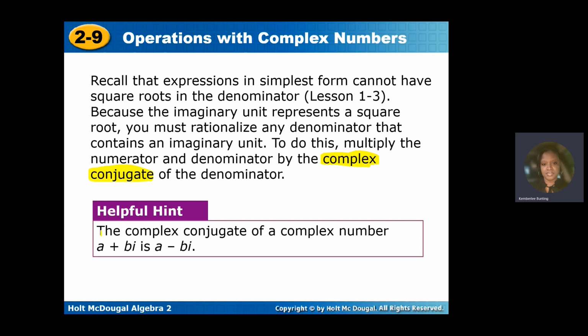Okay, so essentially this, young people: if you start off with a complex number a plus bi, the complex conjugate of a plus bi is very simply going to be a minus bi. Notice a didn't change, bi didn't change. The only thing that changed was the sign in the middle. If you start off with positive, it's going to become negative. If you start off with negative, it's going to become positive. If you start off with addition, it's going to become subtraction. If you start off with subtraction, it's going to become addition. Okay? Now, that's in theory.